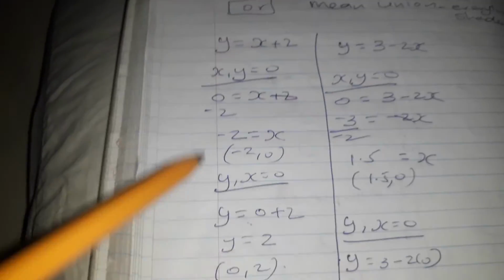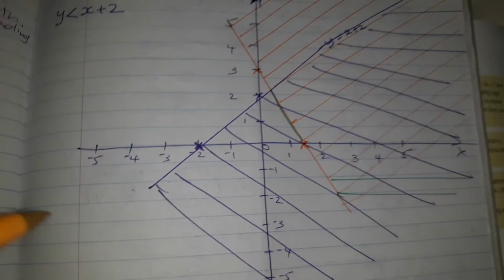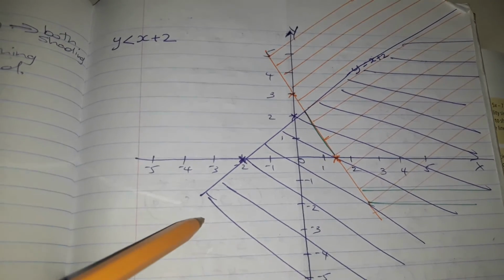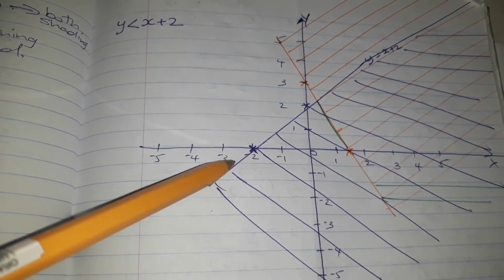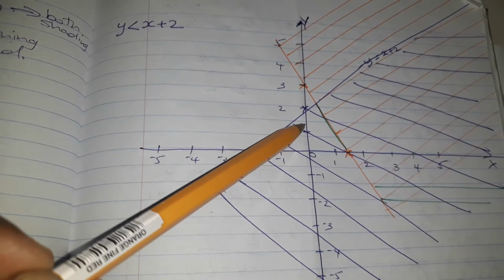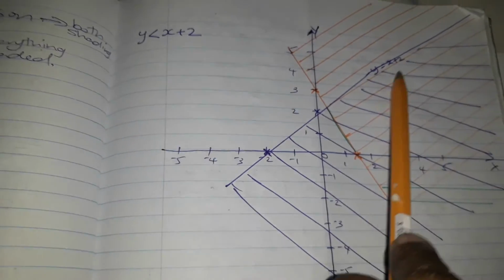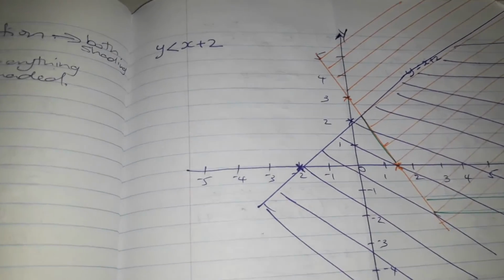So you will see I will draw this. Just focus on the straight line. The purple one is my graph for y equals x plus 2. The x-intercept we found was negative 2 and the y-intercept was 2. So I have drawn the straight line. Okay, let's go on to the next equation.